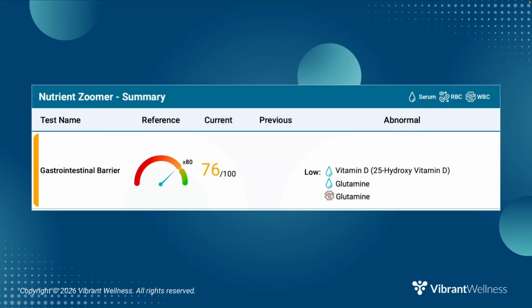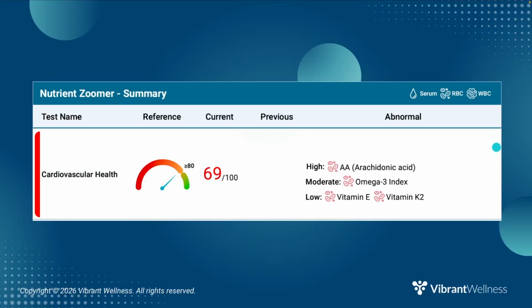In this example, low serum vitamin D and glutamine plus low white blood cell glutamine lower the gastrointestinal barrier risk score from 100 to 76, indicating moderate risk for health issues in this category. In this example, a moderate omega-3 index plus low levels of vitamin E and vitamin K lower the cardiovascular health risk score from 100 to 69, indicating high risk for health issues in this category.